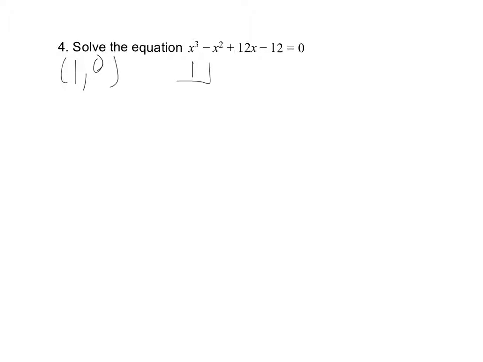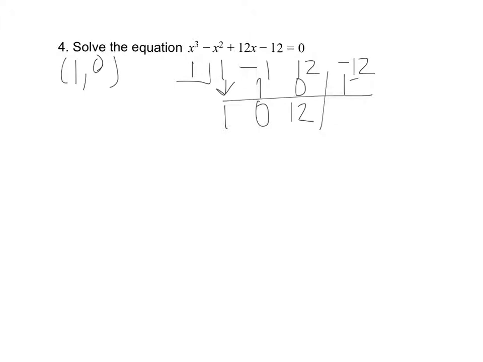So putting in our 1, we have coefficients 1, negative 1, 12, negative 12. Then the 1. 1 times 1 is 1. Negative 1 plus 1 is 0. 0 times 1 is 0. 12 plus 0 is 12. 12 times 1 is 12. And we end up with a remainder of 0.